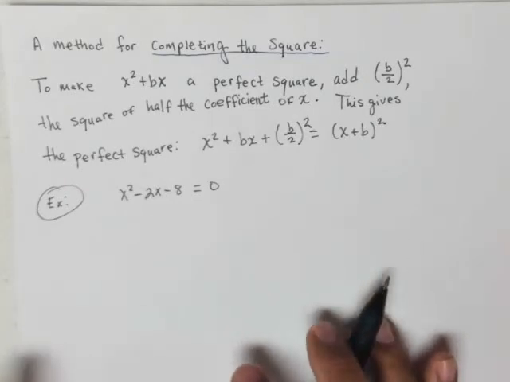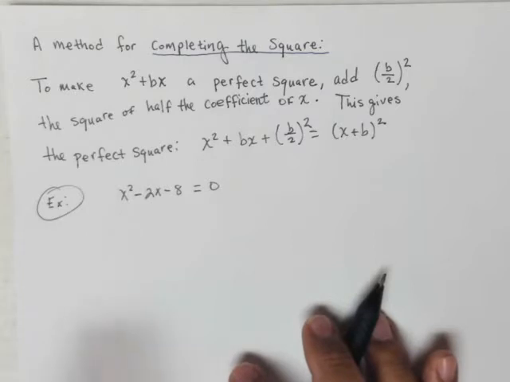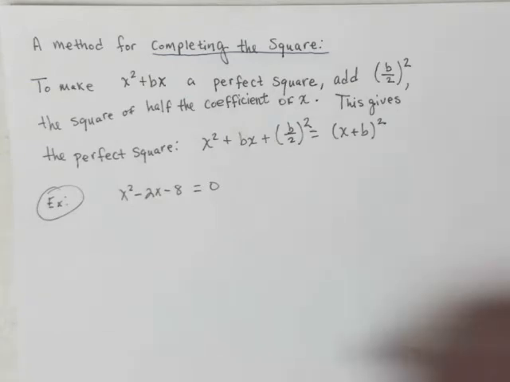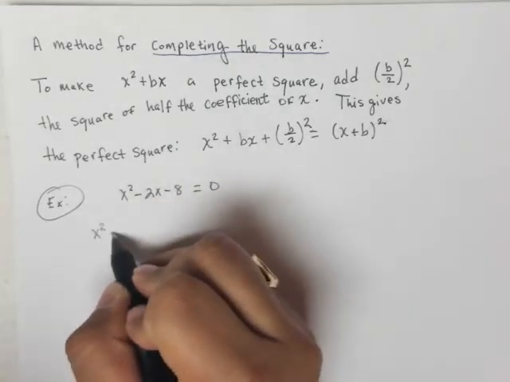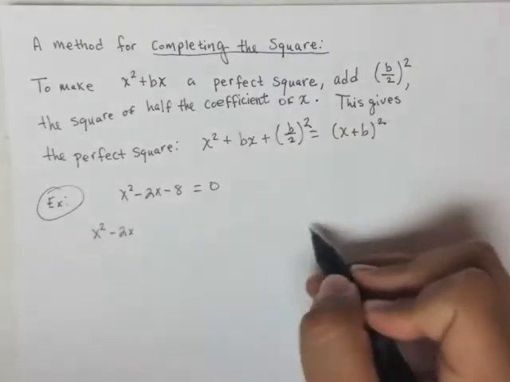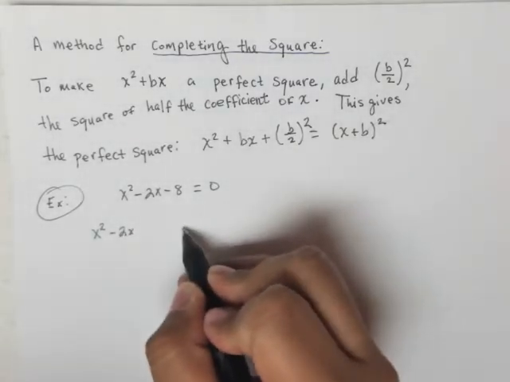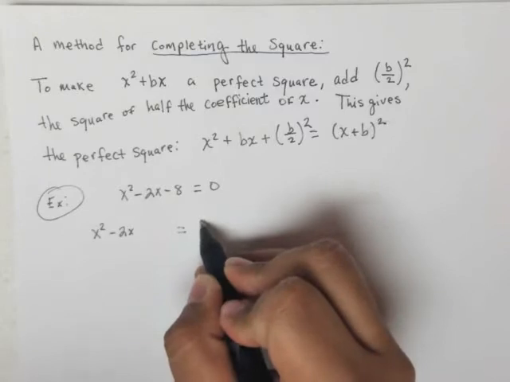Now, you might wonder, could I just factor this? I can almost bet that this one is very factorable, and you might already have the answer if you factor it in your head. But let's use this elementary example to talk about completing the square. So I have x squared minus 2x. I'm going to leave a space here, and I'm going to set it equal to 8.